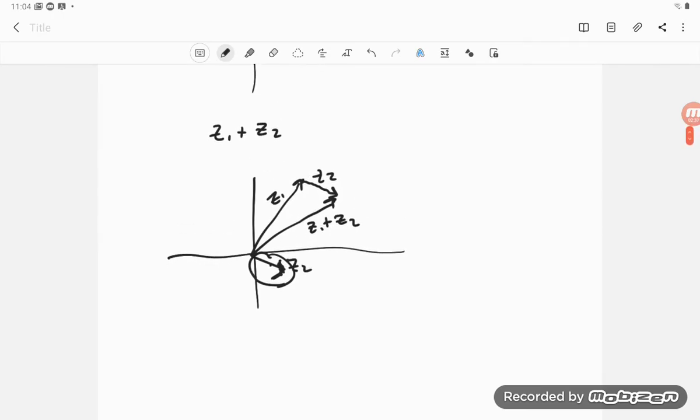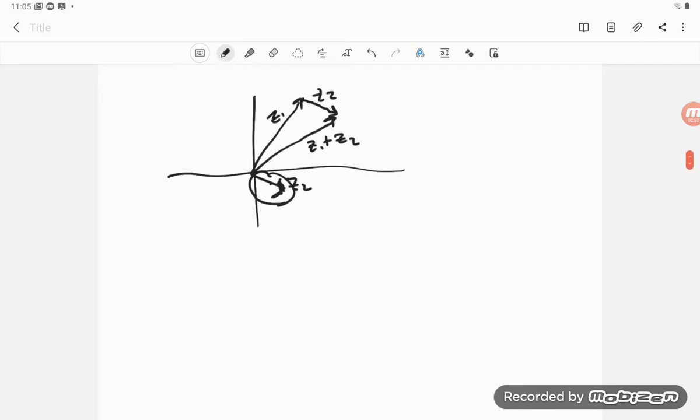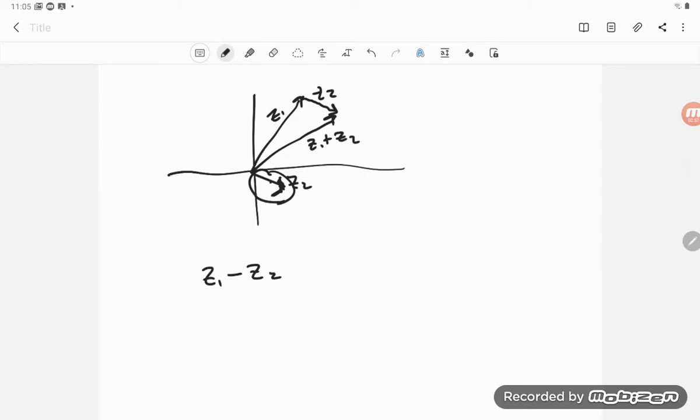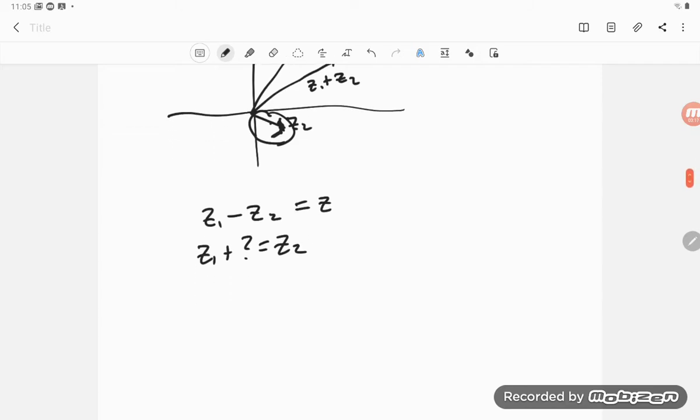If I do a subtraction, I don't know if they talk about subtraction in there or not. Oh yeah, they have a subtraction, and so if I did a Z1 minus Z2, okay, well, this is equal to some Z. The way I end up looking at this is that Z1 plus what is equal to Z2. That's how that helps me draw it.